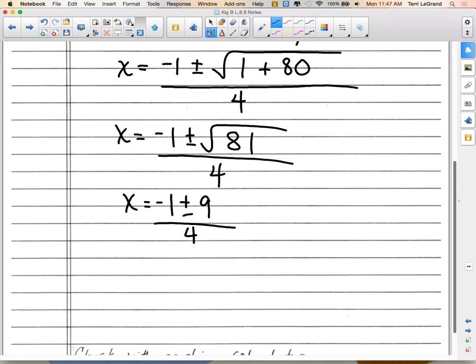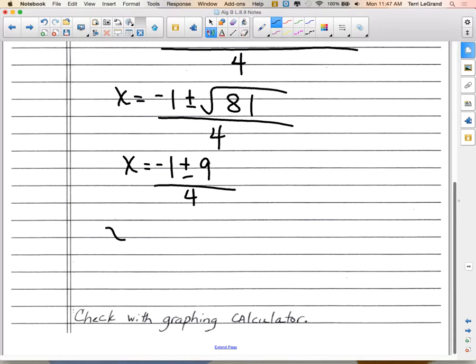The opposite. Is that what happened in the last one that we did? No. So let's see if it does on this one. Remember, we break it apart now into 2 problems. We have negative 1 plus 9 all over 4. And we have negative 1 subtract 9 all over 4.